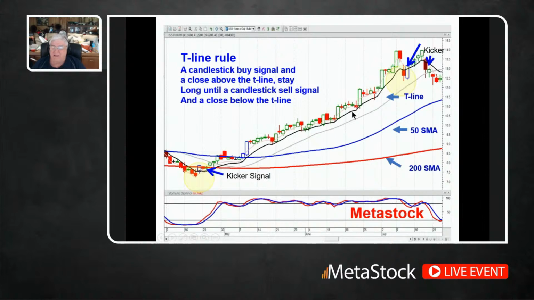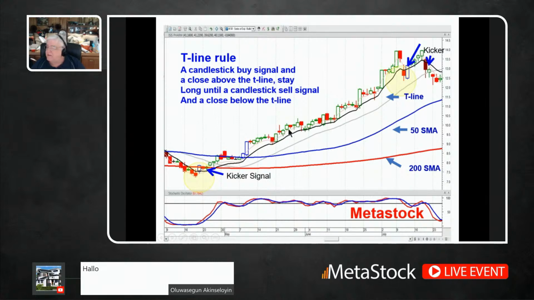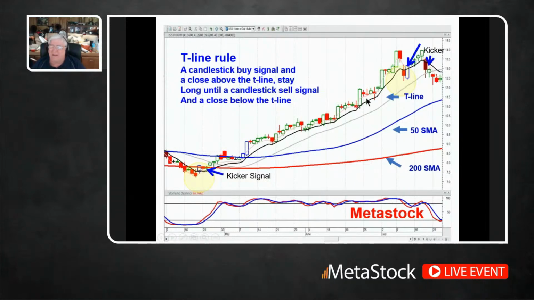Now that "and" is important. Sometimes you're going to see a sell signal, but if it doesn't close below the T-line, you stay with it. Sometimes you see a close below the T-line, but it's not a sell signal. You wait to see what it does the next day. If it comes right back up, you stay with that position.